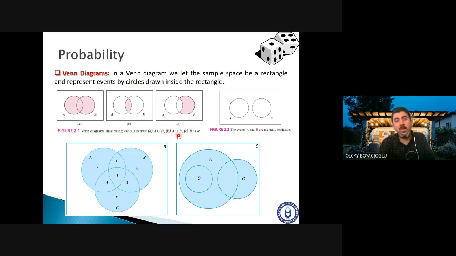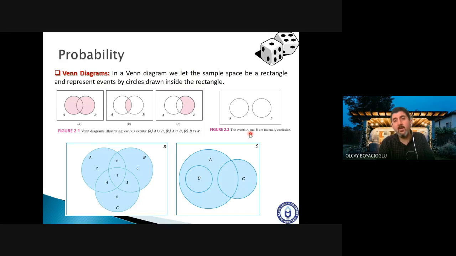In B, A intersect B. Here, A intersect B is this middle area. Here, B intersect A complement, or A prime. B intersect A prime. What is A prime? A prime is anything outside A. This is A, anything outside A. So B intersect outside A is this part. This is called B intersect A prime. Okay? Not here, only this part.